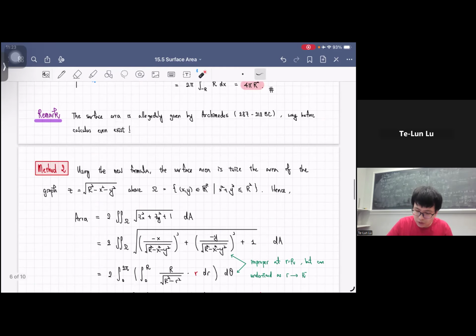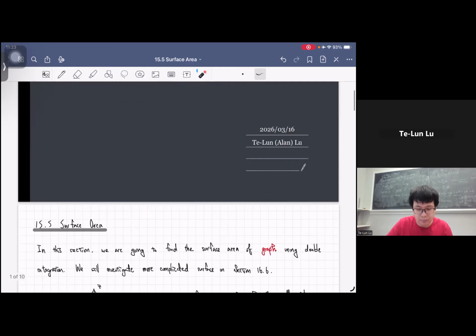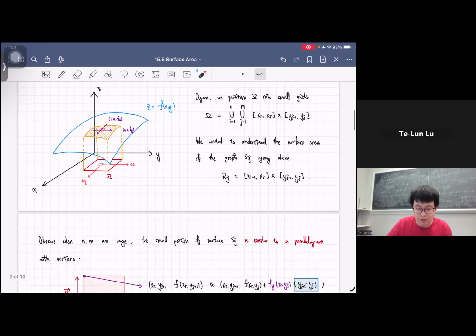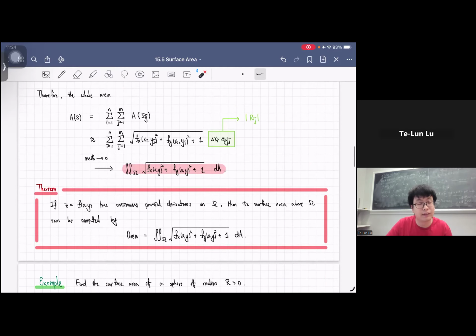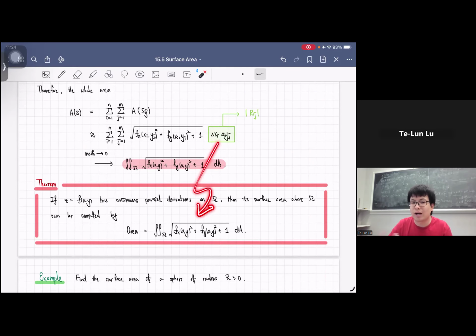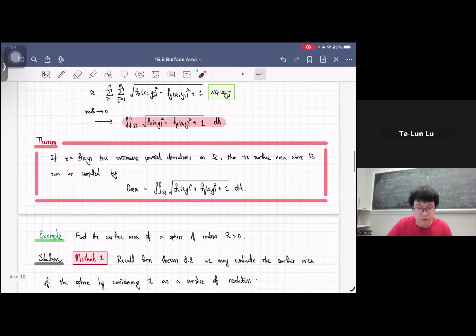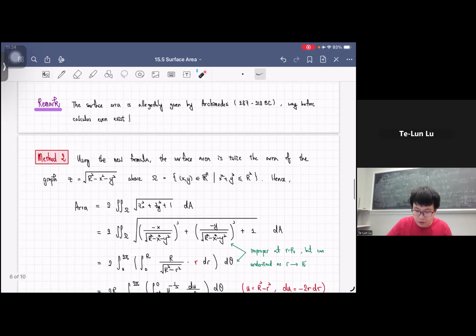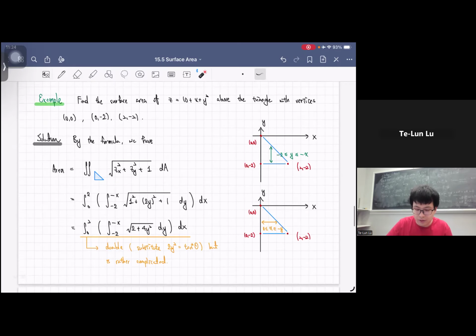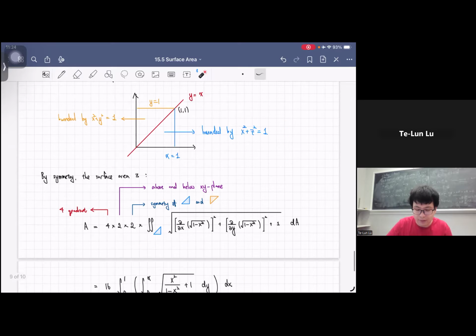Right. So this is a relatively simple section. Basically, the only formula you have to memorize is the surface area formula. Whenever you have a graph given by z equals f of x, y, and you want to compute the surface area above some two-dimensional domain omega, then you simply integrate over omega the integrand square root of f_x squared plus f_y squared plus 1. And we have applied this to the spherical case, a case with respect to a triangle, and also the strange Steinmetz solids.